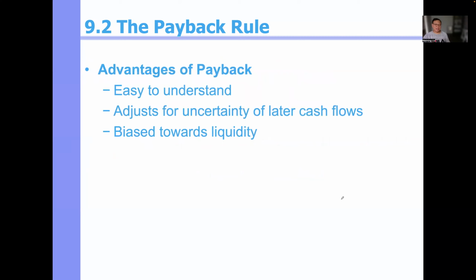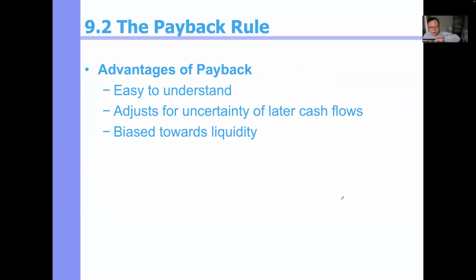Advantages of the payback: well, it's pretty easy to understand. And it adjusts for the uncertainty of later cash flows. And it's biased towards liquidity. What does this mean, biased towards liquidity? Liquidity means how quickly you can have cash flow, right?